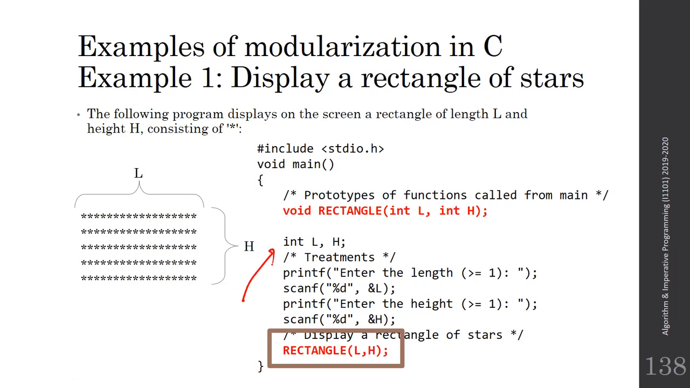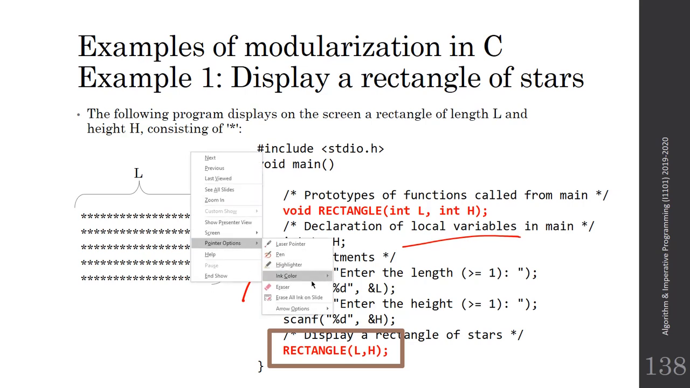Whenever we are dealing with functions, as we're just starting, whenever we see a variable inside a function, we call it a local variable. So L and H are local variables to the function main. Let me repeat quickly: we have the function main.